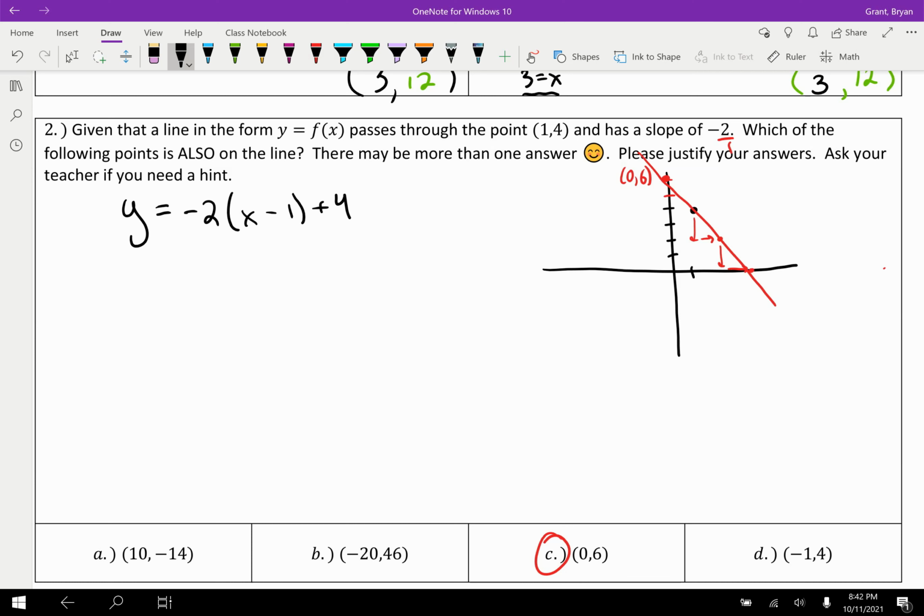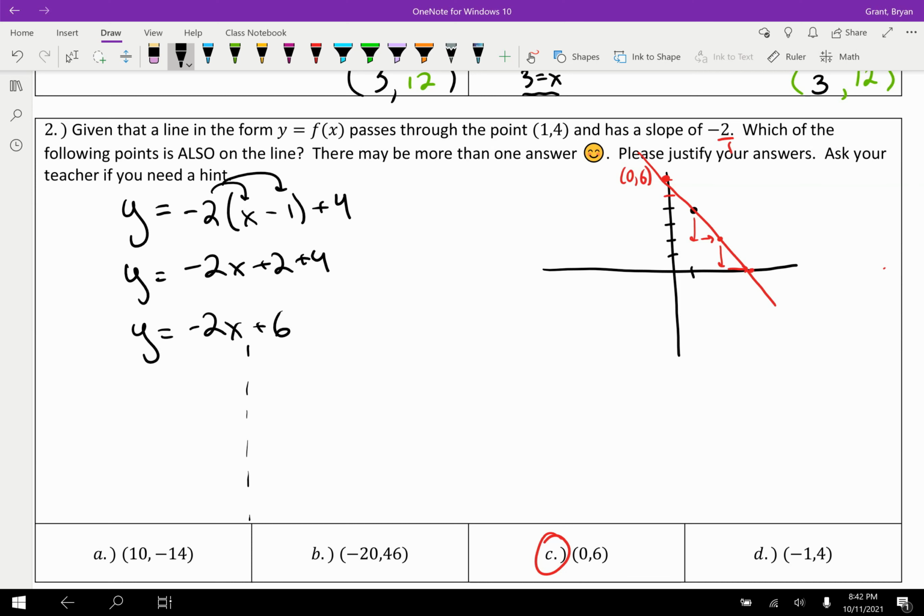Then I am going to try and simplify this a bit because I'm going to be substituting or plugging numbers in, and it's easier to do the math when this is a little more simplified. So let's distribute the negative 2 and combine like terms. There we go. Now what am I going to do with this? Well, this equation takes x's and turns them into y's.